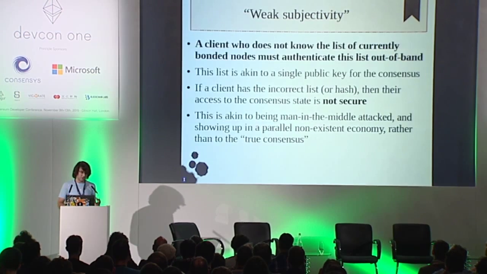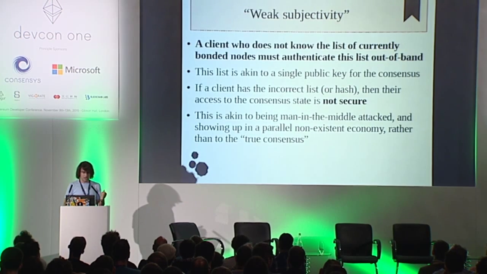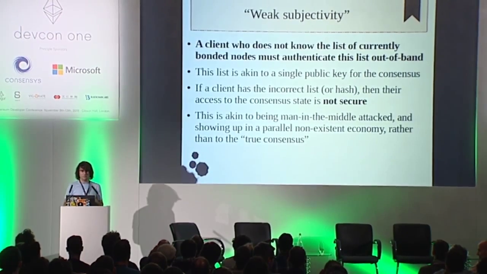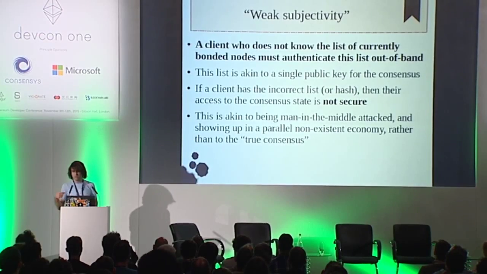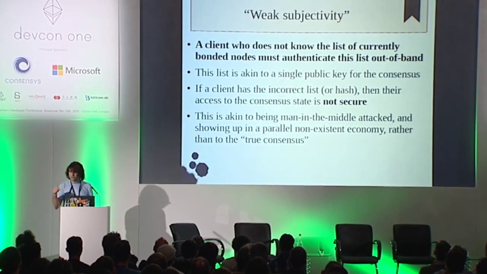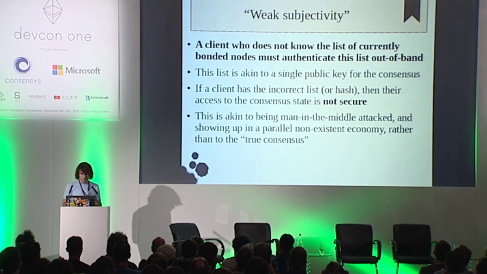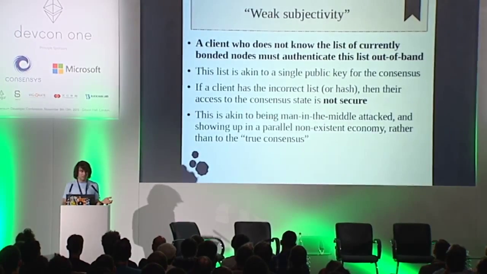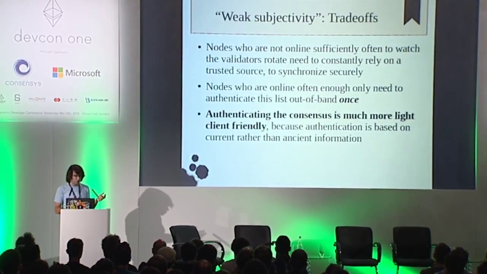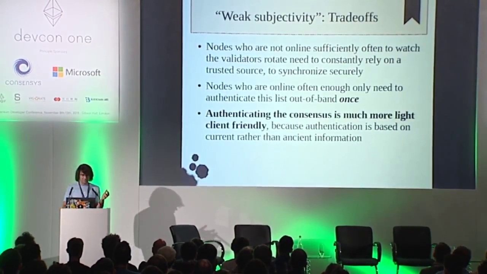So this is this thing called weak subjectivity. Basically, it's like a single public key for the whole blockchain, which you need to authenticate out of band before you can synchronize, and which changes over time, but you can watch the change happening if you have the current public key. And so you can be man-in-the-middle attacked if you have the wrong key there, and you'll show up in some kind of non-existent economy.